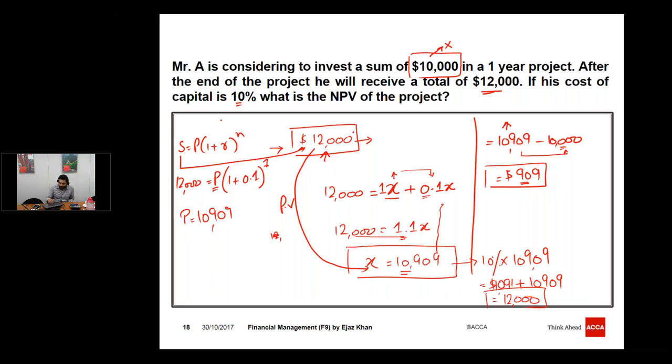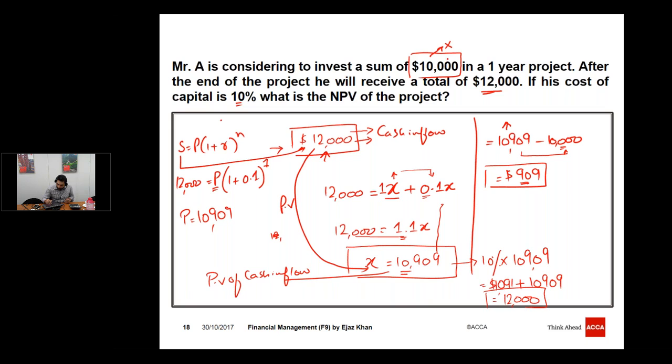Now, my question to all of you is, how will you treat these $12,000? Will you treat it as a cash inflow for Mr. A or a cash outflow for Mr. A? It's the cash inflow because it's something that Mr. A is expecting to receive after year one. Okay. So can I call this 10,909 the present value of cash inflow? Yes. In other words, we can say that this is the maximum that one has to invest against the given cash flow, that is $12,000, if one wants to earn a return of 10%. So this is the present value of cash inflow.